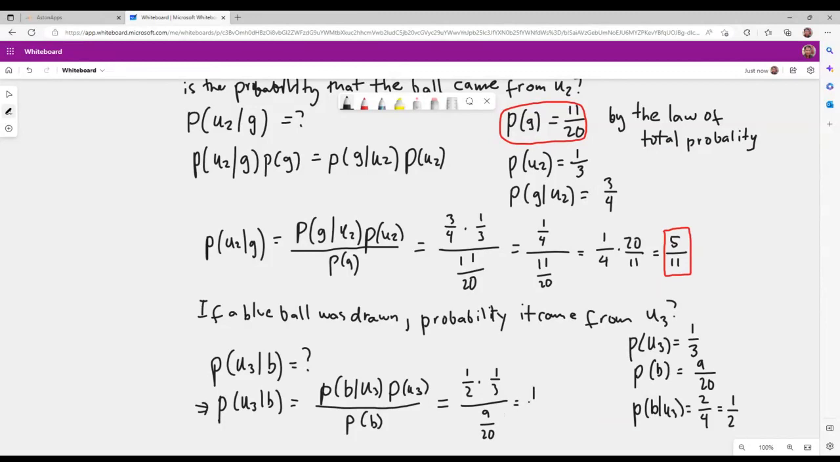So this is equal to 1 over 6 times 20 over 9. And so this is now equal to 10 over 27. And this is the probability that a blue ball drawn randomly actually came from urn 3.